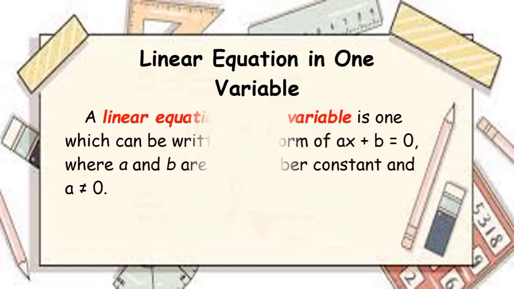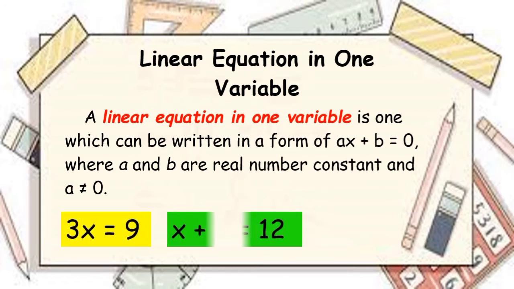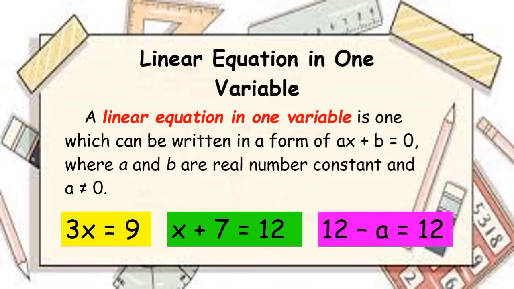In this video, I'm going to discuss linear equation in one variable. A linear equation in one variable is one which can be written in the form of ax + b = 0, where a and b are real number constants and a is not equal to 0. For example, 3x = 9, x + 7 = 12, 12 - a = 12.